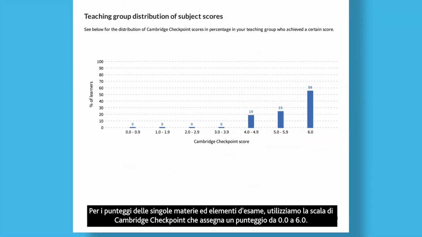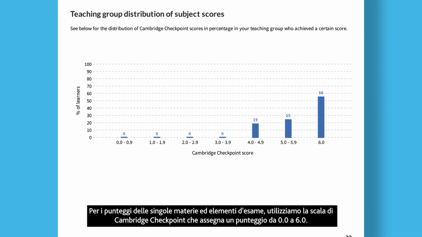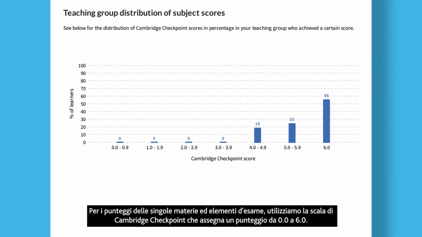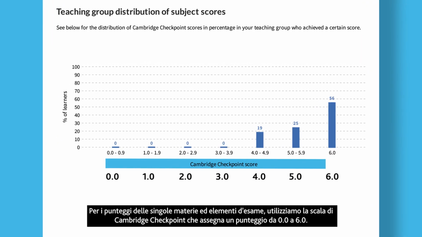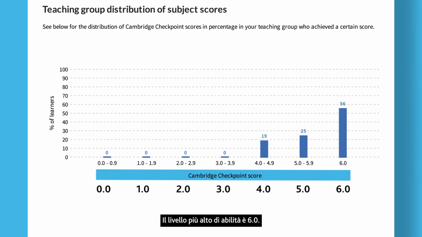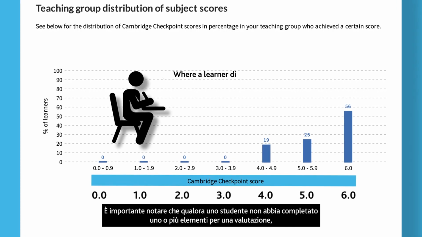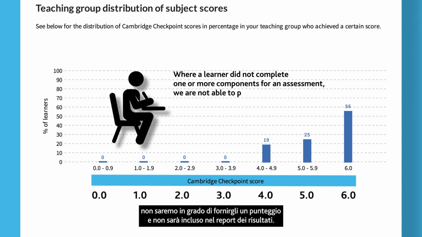For subject and strand scores, we use the Cambridge Checkpoint scale that awards a score from 0.0 to 6.0, where 6.0 is the highest level of ability. It is important to note that where a learner did not complete one or more components for an assessment, we are not able to provide a score for this learner, and they will not be included in the results report.